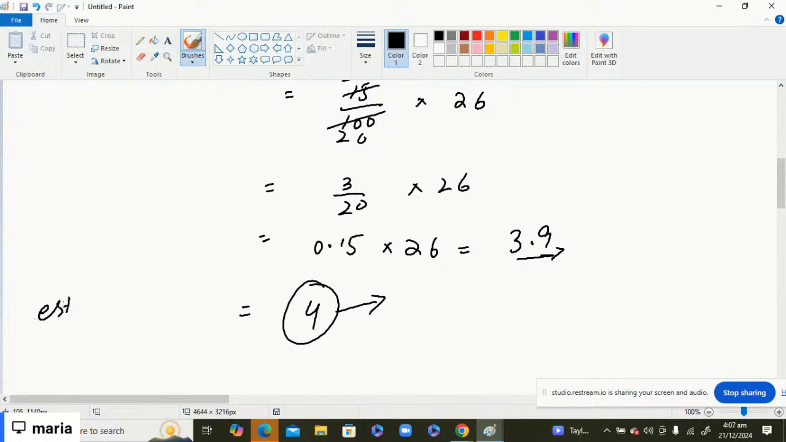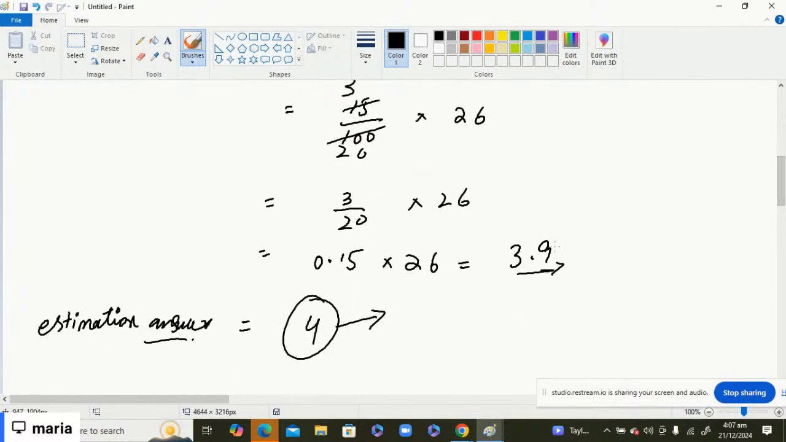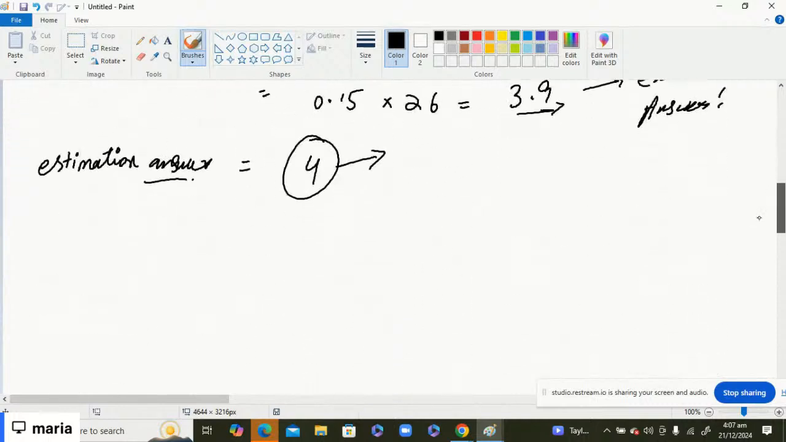This is the estimation answer, and here is the exact answer. So this is the way that you are going to check.